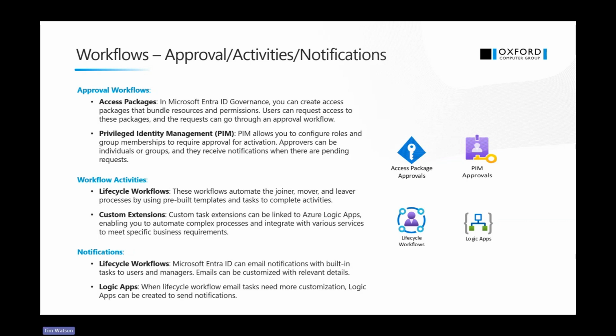Final thing is notifications. Notifications are built into lifecycle workflows, but one thing you do need to understand is that the to field is only to the user and the manager. There is a CC field in there, which you can specify anything in your tenant. So if you have any user with a mailbox or a distribution list in your Exchange Online, you can point it to that, but it is CC only.